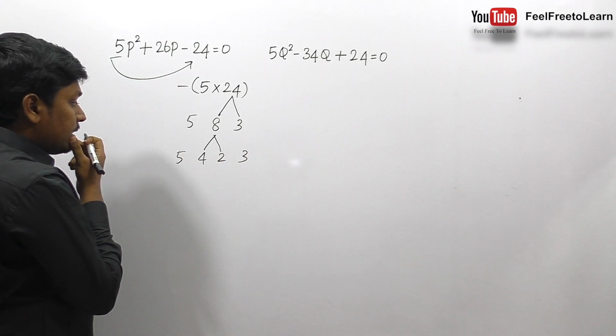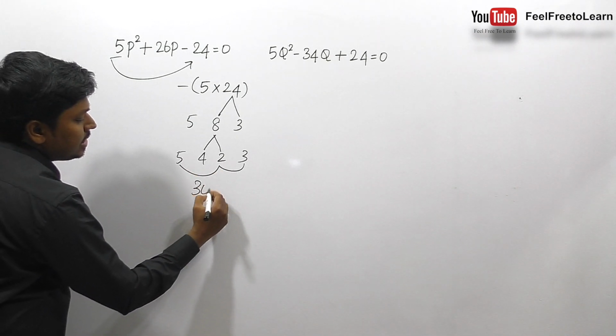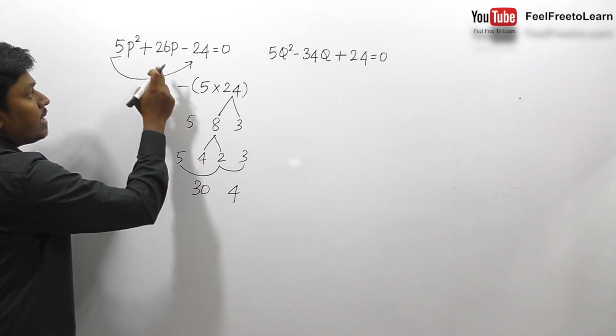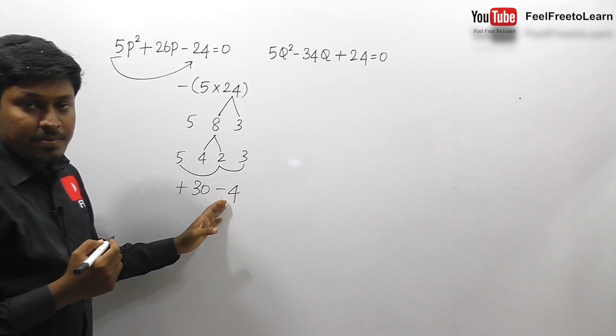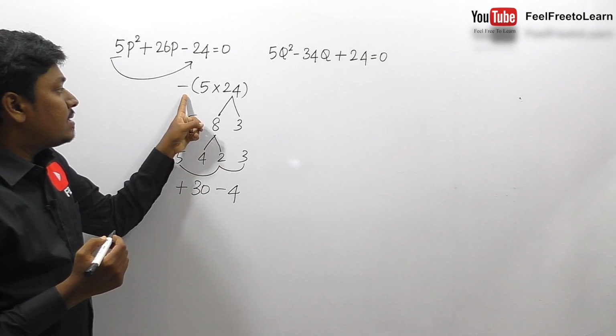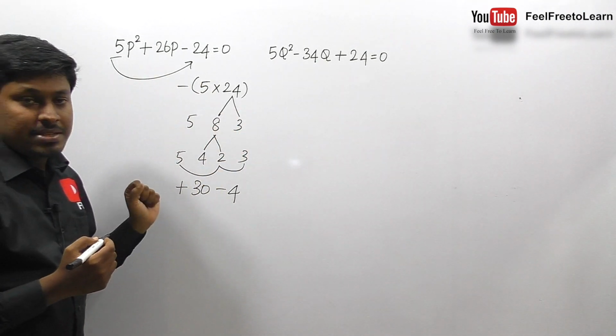So I think 3 into 2 will be 6. So 6 fives are 30, right? So 30, here it is 4. Our target is to bring plus 26. So this can be done as plus 30 minus 4. When we multiply both the numbers, the result will be minus of 5 into 24. When we add both the numbers, the result will be plus 26.